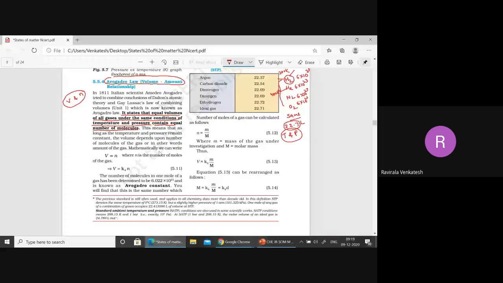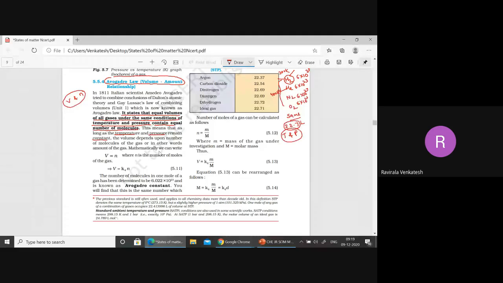So what is the condition? Equal volumes of all gases under the same conditions of temperature and pressure contain equal number of molecules. So what is constant here? Temperature and pressure must be constant. Understood?